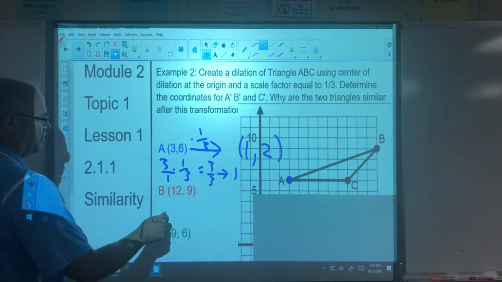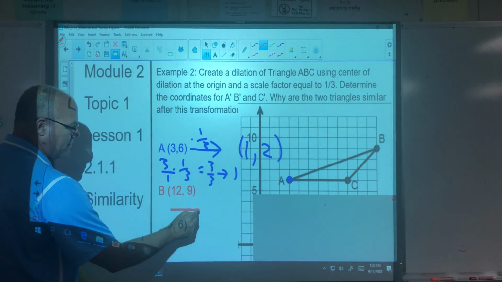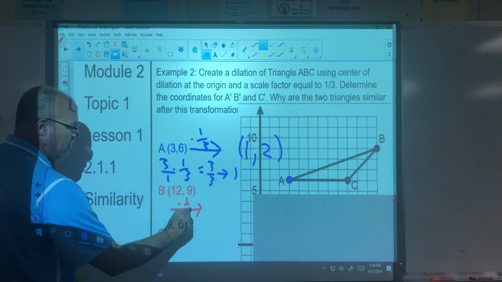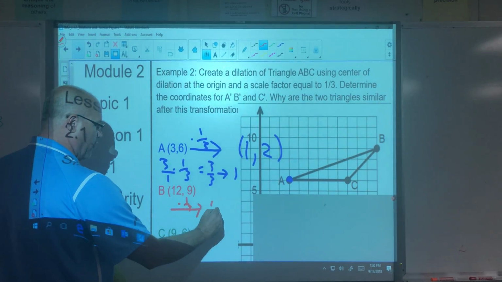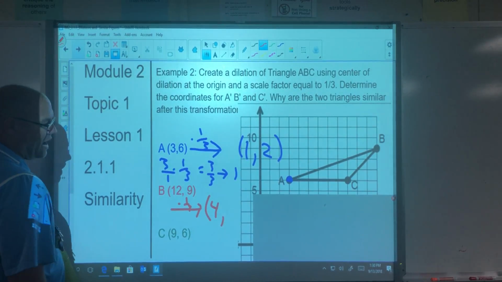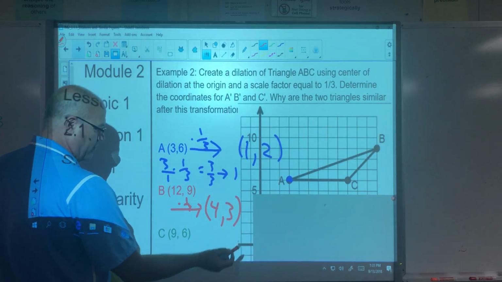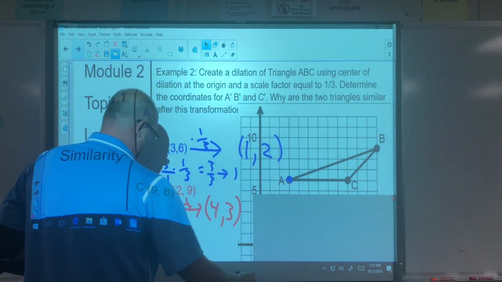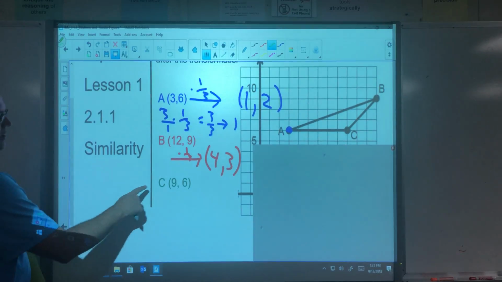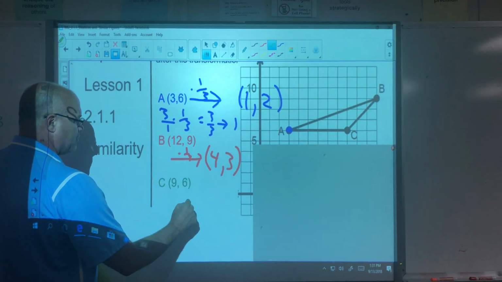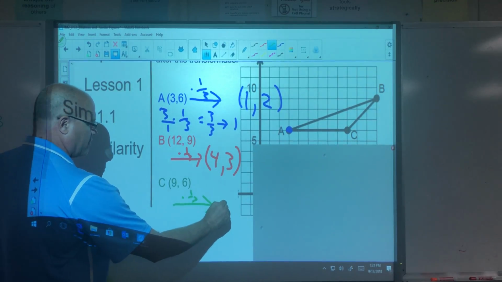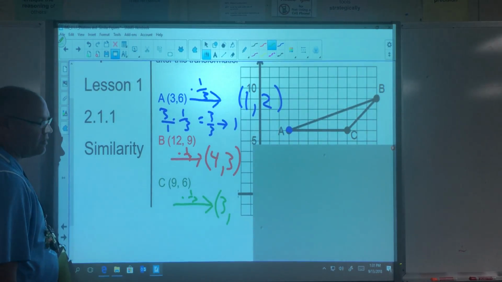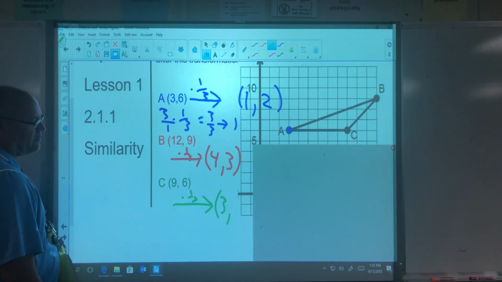For B, 12, 9, we do the same thing. We're going to multiply that by 1/3. So 12 times 1/3 is going to be 12 over 3, which is 4. 9 times 1/3 is going to become 9 over 3, which is 3. Okay. And then for C, 9, 6, 9 times 1/3 is 9 over 3, which is 3. 6 times 1/3 is 6 over 3, which is 2.